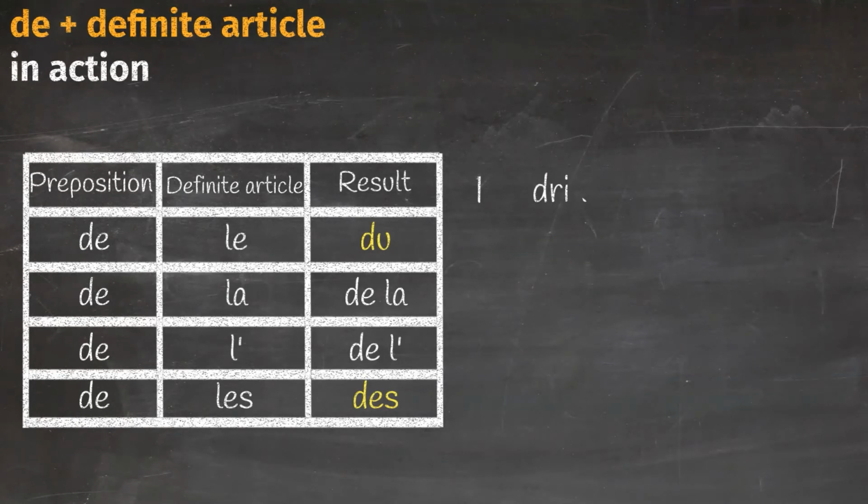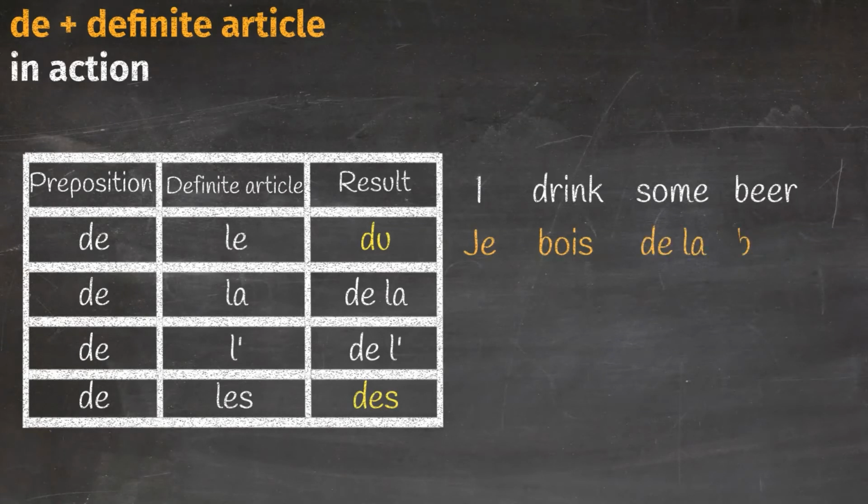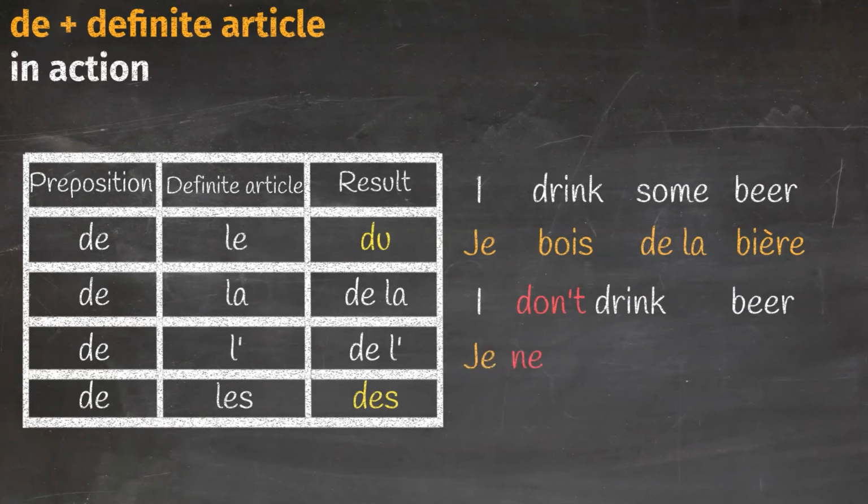Another example. I want to say I drink some beer. Je bois de la bière. Why did I choose de la? Well, because the word beer is a female word. Now, if I want to negate it, I would say je ne bois pas de bière. We eliminated the definite article.